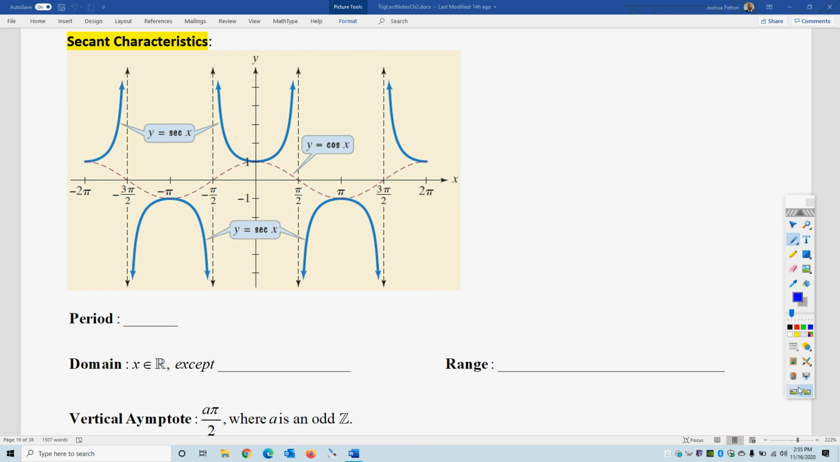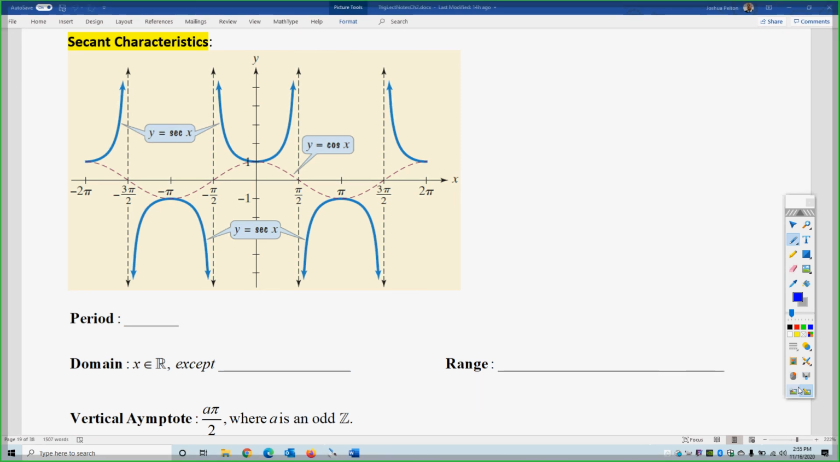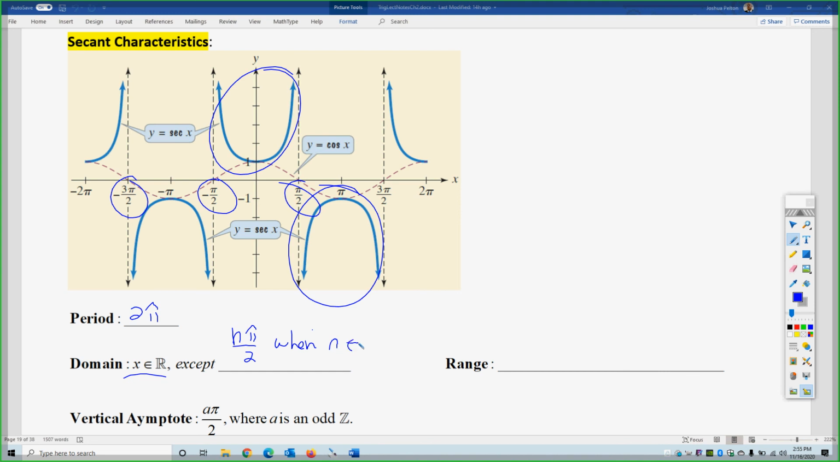Alright, so for secant, since it follows the cosine graph, it's still 2 pi for every iteration, because 1 up and 1 down is an iteration or cycle or period for both secant and cosecant. The difference here is every half pi, there's an asymptote. So it's n pi over 2, so the domain is all real numbers except n pi over 2, where n is a member of the odd integers. You don't want even because 2 over 2 is 1, it'd be a whole number. So 1 half, 3 halves, 5 halves, and so on.